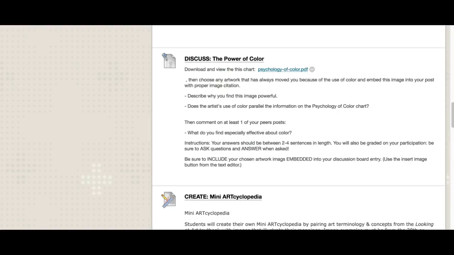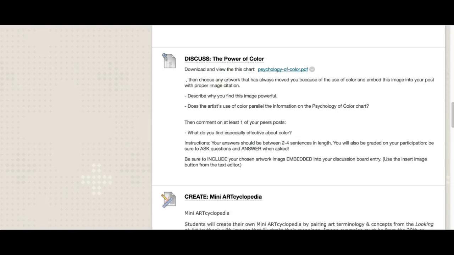Then choose any artwork that has always moved you because of the use of color, and you're going to embed this image into your post with a proper citation. So when someone opens your discussion board entry, they should see the actual image with a citation below it. You want to describe why you find this image powerful, and then consider, does the artist's use of color parallel the information in the psychology of color chart? It may or may not. It's okay either way. Don't force it to. Just consider with the information that you're given in that chart if it does. And if it doesn't, maybe explore why it doesn't. And then you're going to comment on at least one of your peers' posts.